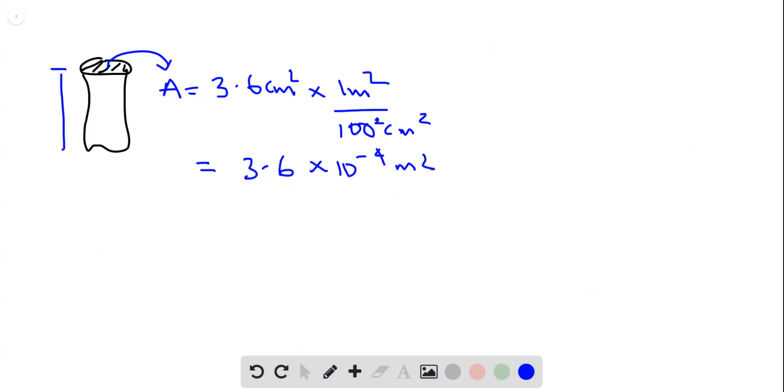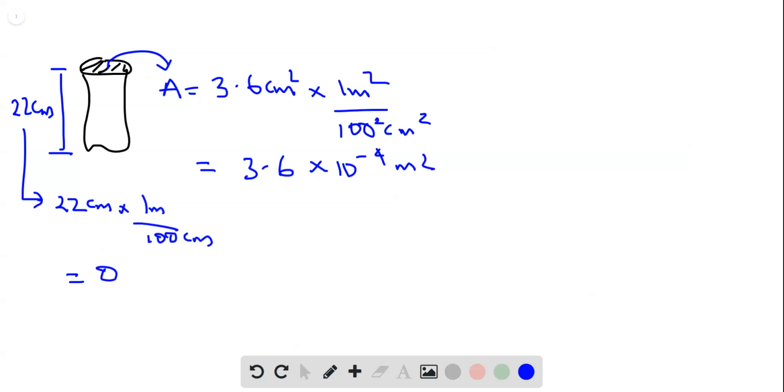Also, the height of the bone is 22 centimeters. The original height of the bone is 22 centimeters. We want to change that to meters, so it becomes a 1 meter to 100 centimeter unit conversion, and we end up getting 0.22 meters. This is the information that we're given in the problem.